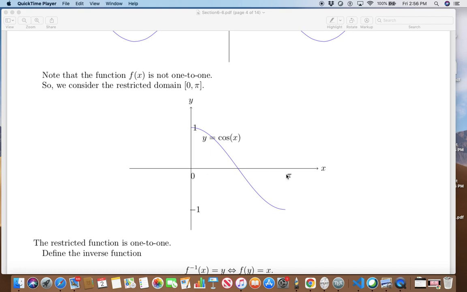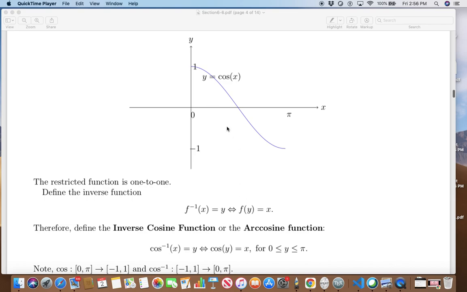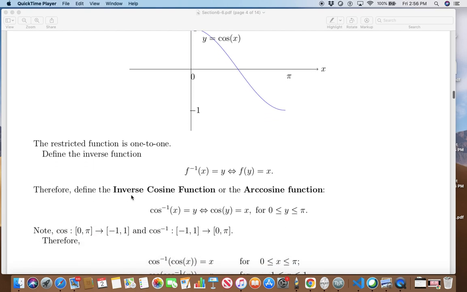On 0 to pi, the range is -1 to 1. And here notice how it is one-to-one. Every horizontal line will meet it exactly once. So now we can define the inverse of the cosine function. f inverse of x is y if and only if f(y) is x. So you define the inverse cosine function, also called the arc cosine function. Cosine inverse of x is y if and only if cosine y is x.